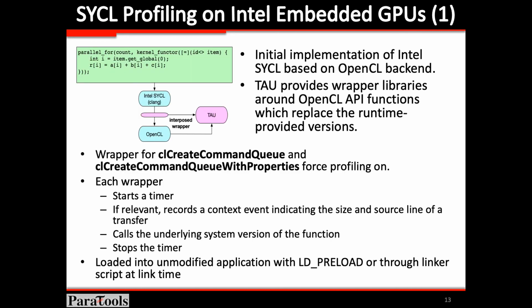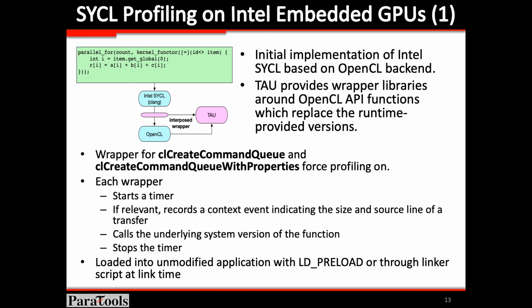For profiling of SYCL applications on Intel embedded GPUs, we have taken two approaches, one based on profiling the generated OpenCL kernels underlying SYCL kernels in Intel's SYCL runtime, and the other based on Intel's oneAPI Level Zero API. A common technique to instrument library routines is to substitute the standard library routine with an instrumented version which in turn calls the original routine. For the OpenCL backend, Tau interposes a library wrapper using LD_PRELOAD or other mechanisms to replace the OpenCL API functions with its own wrapper functions.